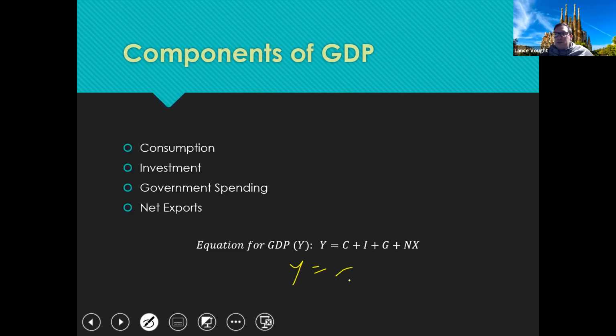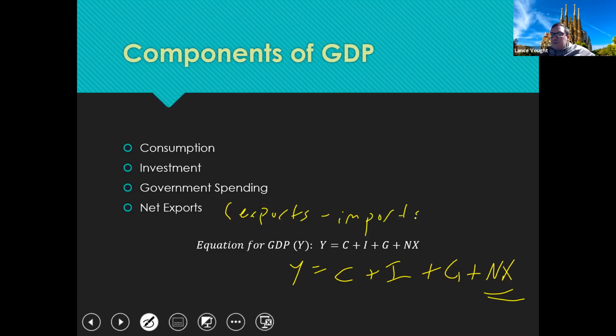So the first component is C, which is consumption, then I, which is investment, then G, which is government spending, and then NX, which stands for net exports. Net exports is actually the combination of 2 things, exports and imports, but net means the difference. Remember, gross means total without subtracting anything. Net means that you've subtracted something away from it. So what you're going to do is exports minus imports to calculate net exports.